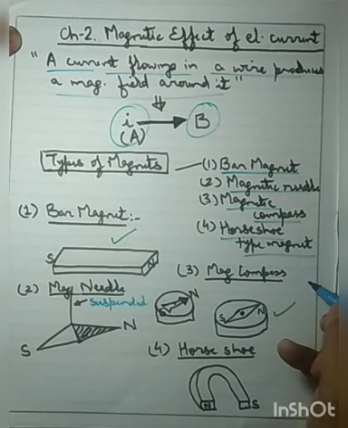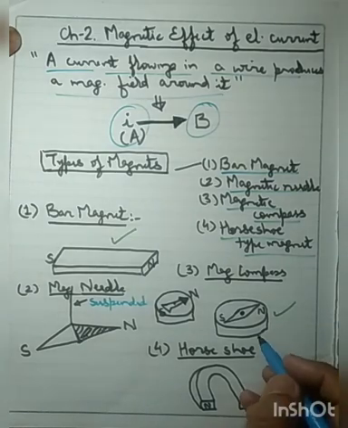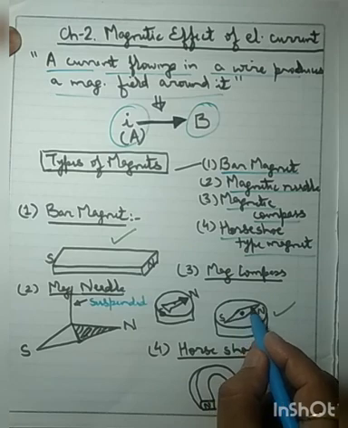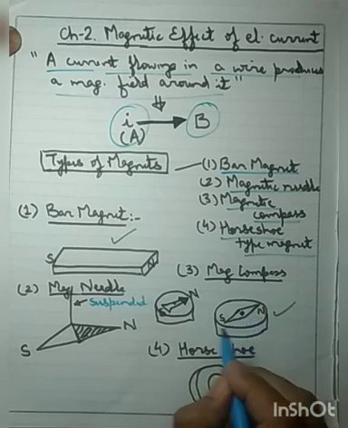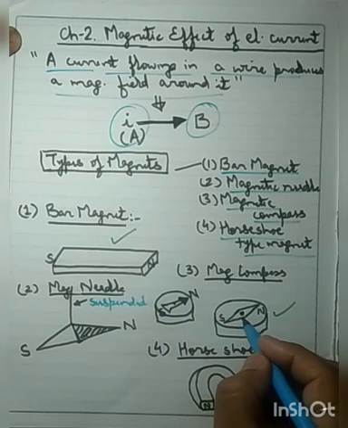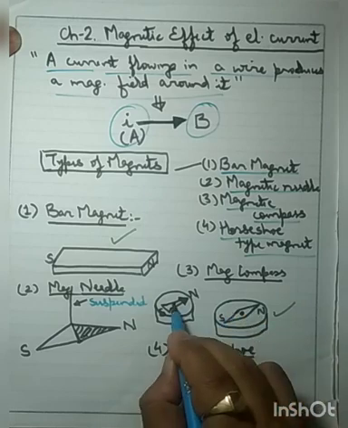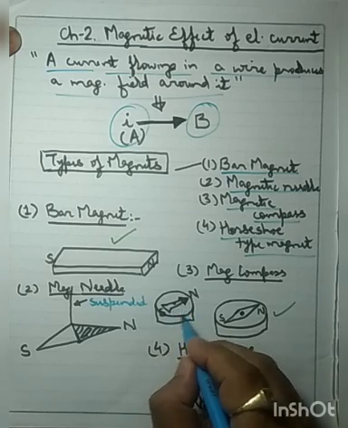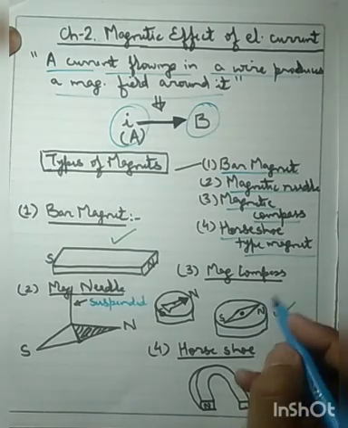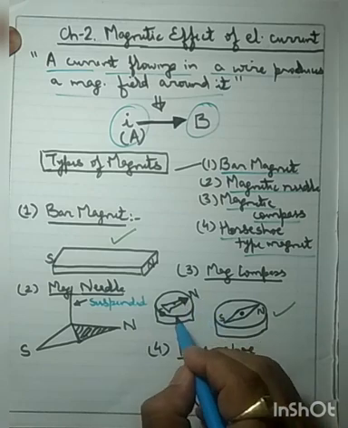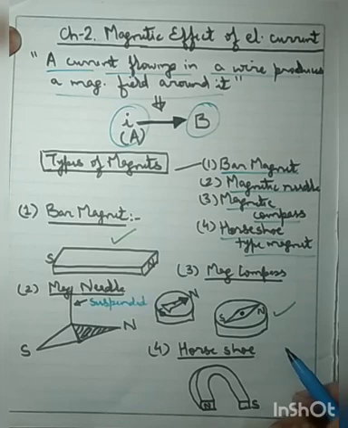The third type of artificial magnet is magnetic compass. In the magnetic compass, a small arrow made of metal, made of iron, is pivoted at the center, and around that center it is rotated according to the force of attraction, and the arrowhead represents the north pole and the tail represents the south pole.